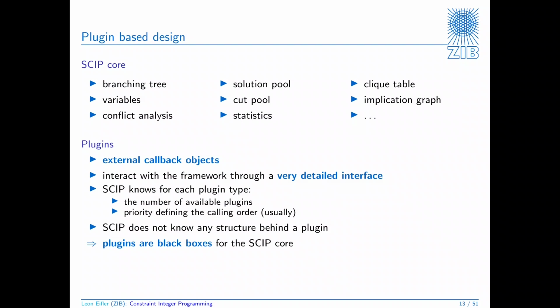And the plugins are black boxes in a sense for the SCIP core, which means SCIP only knows for each plugin type the number of available plugins and the priority defining the calling order of these plugins. So SCIP doesn't know the structure behind any of these plugins. It will always just communicate with the plugin, give it some information, and ask for a return value. And this leads to a very flexible branch and bound-based search algorithm.